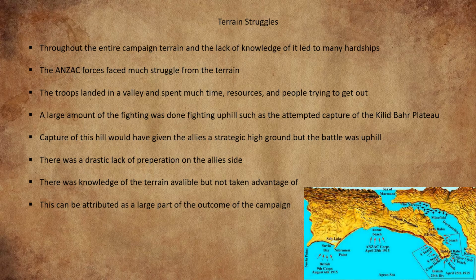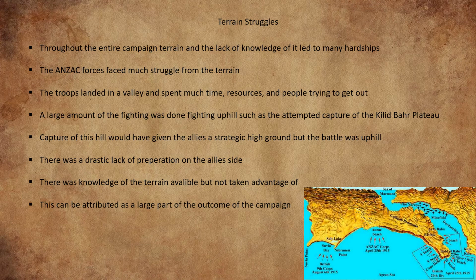There was a drastic lack of preparation on the Allies' side, which again caused them to struggle very much based on the terrain, because they put their troops where the strongholds were from the Ottoman Empire, because the Ottoman Empire had prior knowledge of where the troops were going to be pushed into the beaches, so they had time to fortify, lay mines, dig trenches, and lay barbed wire in said locations. There was knowledge of the terrain available but not taken advantage of.